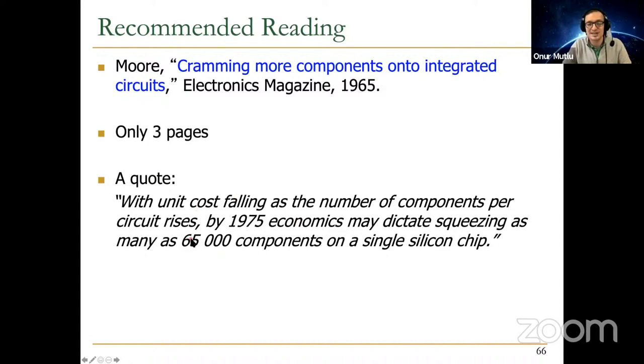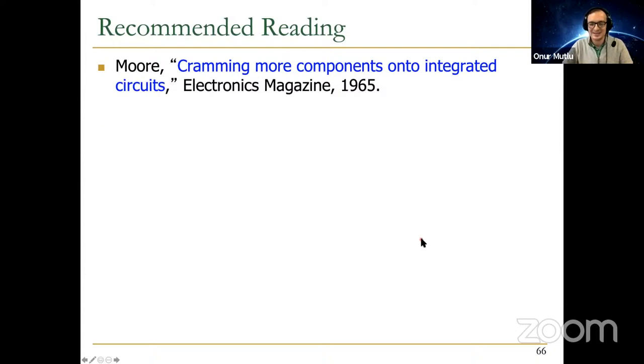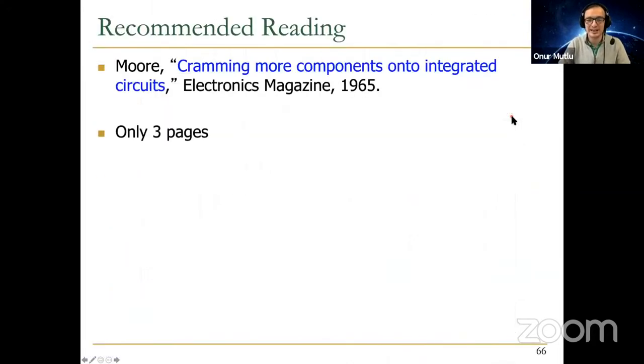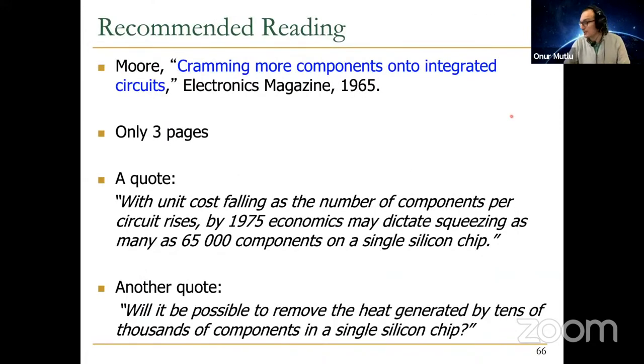So this is a projection, for example. This is actually funny. With unit cost falling as the number of components per circuit rises, by 1975, economics may dictate squeezing as many as 65,000 components on a single silicon chip. So let's take a look at if that was true. Well, that's 1975. Is that 65,000? I don't know. You can make up your mind. That's maybe not true over here. But today, it's funny because we're well around 50 billion, right, in terms of how many transistors we have on these chips.